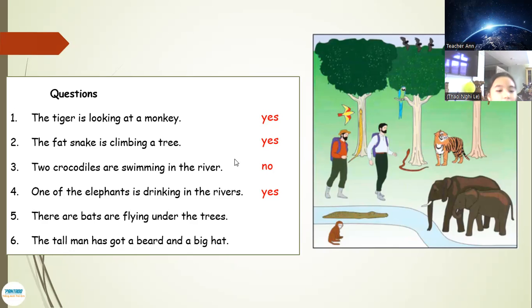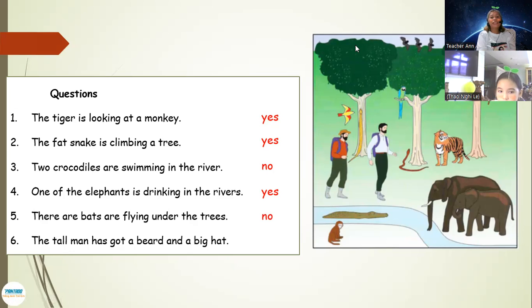Yeah. The bats are flying under the trees. No. The bats are flying under the tree. Oh, where are the bats? They are flying on the tree. They are flying above the tree. Above the tree. Okay, again.